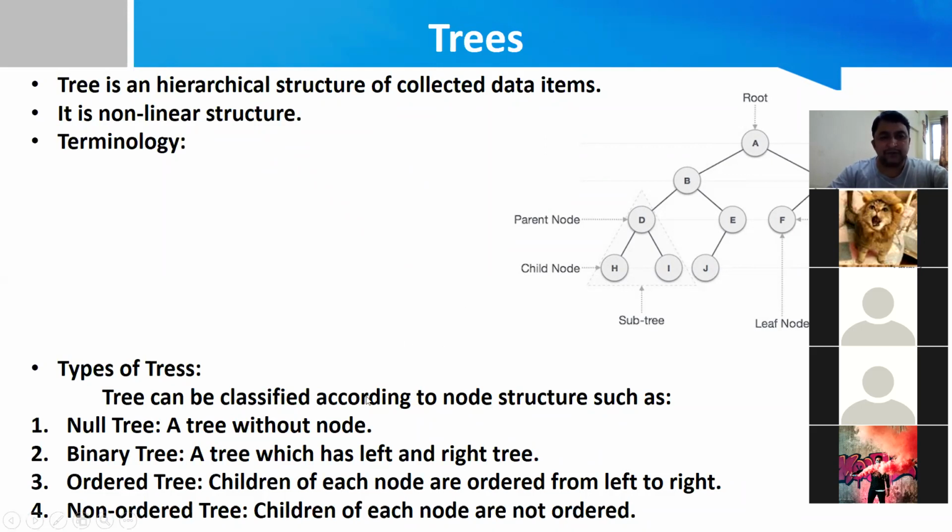There are many types of trees. One is the null tree. That means, if the tree consists of no nodes, then it is said to be a null tree. Binary tree, that means what?